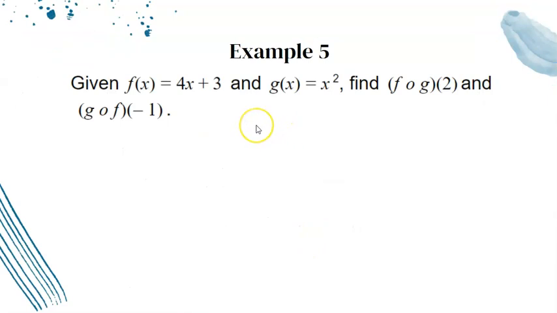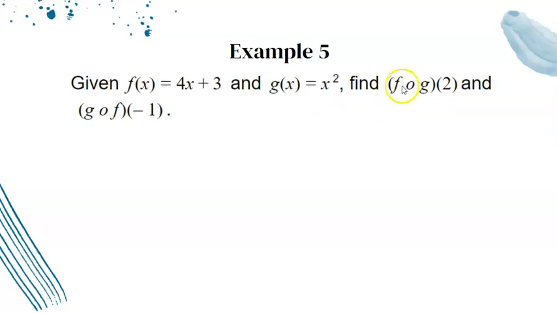Alright, example 5. So this one's going to look a little different. I have f is 4x plus 3 and g is x squared. This time we will find f of g of 2 and g of f of negative 1. So this is a little different because we have numbers. And there's two ways to look at it. I'm going to show you the first way, but I really like the second way, and I stick with the second way most of the time.